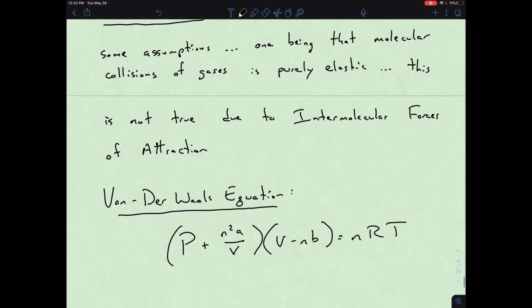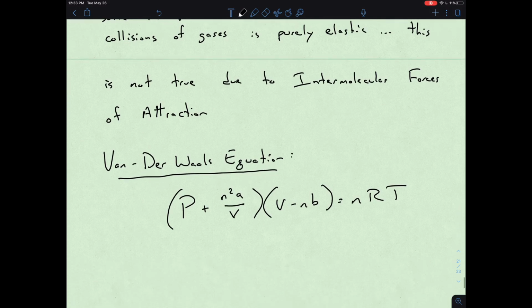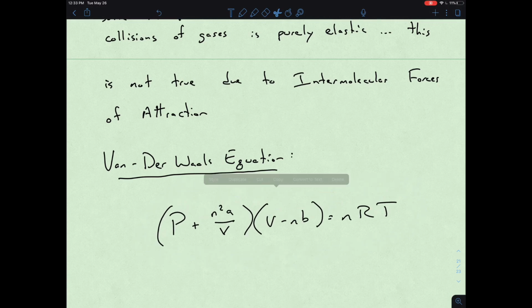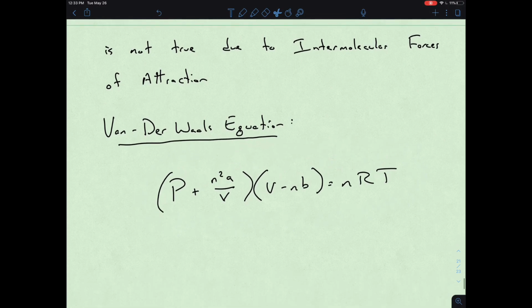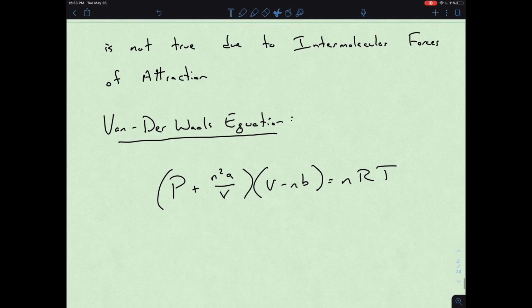And so here is our expression. The right half of the equation looks very much like our ideal gas law with the nRT, but then we see these other values in the parentheses, namely two new values. There's what's known as the A value and the B value. The A value is a pressure correction.